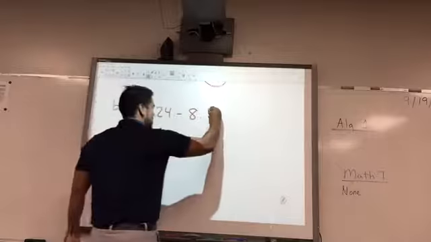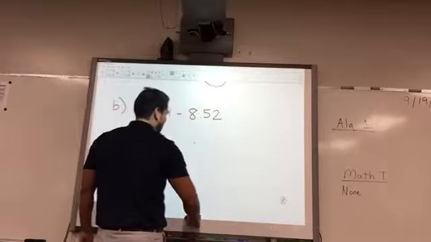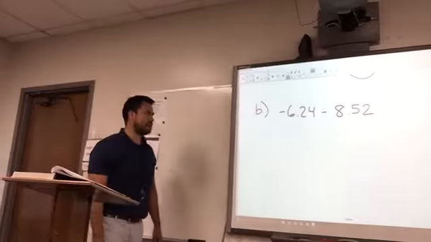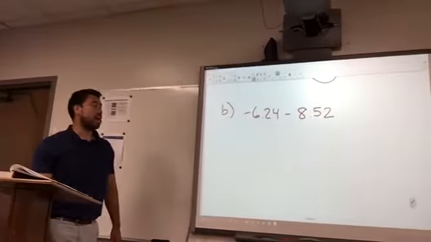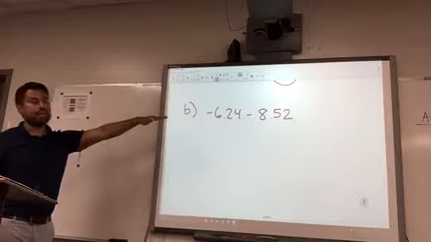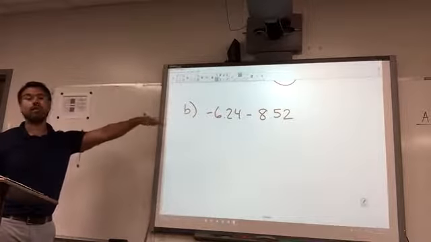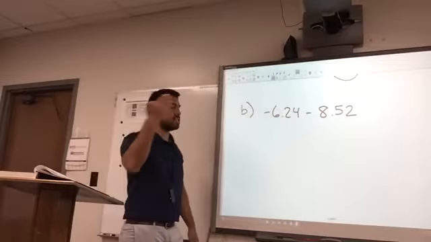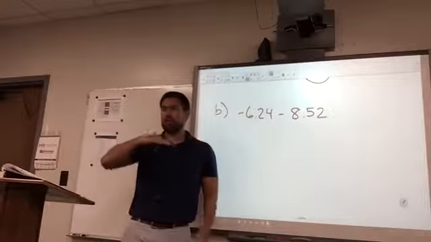8.52. Sometimes the smart board plays a joke on me. Okay, so negative 6.24 minus 8.52. This problem, again, can be done just like it is, but it's not super clear. Why don't I just change it to addition and make it very clear? So somebody else tell me how to make this into an addition problem. I want addition.